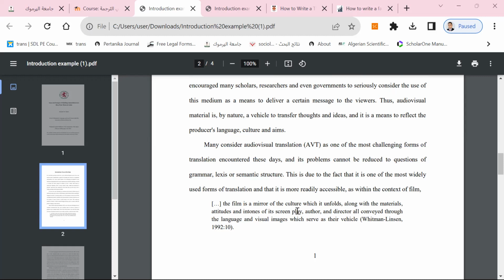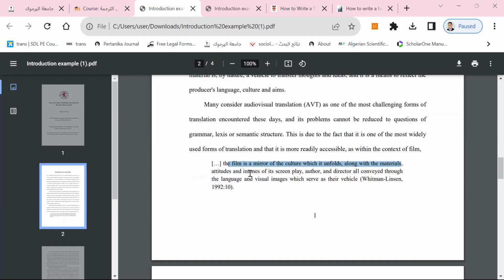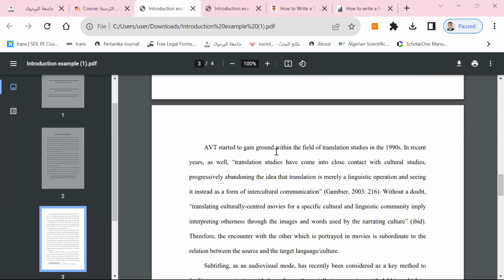The film is a mirror of the culture. He'd like to support his thought here. The film is a mirror of the culture which it unfolds along with the materials, attitudes, and intones of its screenplay, author and director, all conveyed through the language and visual images which serve as their vehicle, etc. Now, this is a direct quotation here to support his thought.